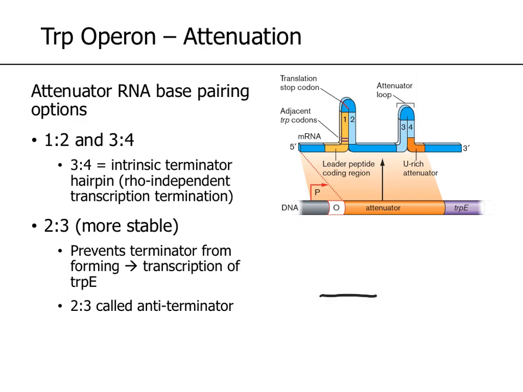So if you get 2 and 3 forming here, 4 is over here, you have all the U's here, and transcription will keep going, and 1 is out over here. So you never form this hairpin, and so transcription can keep going. This 2 and 3 formation is called the anti-terminator. The U's will be following this U-rich region here.